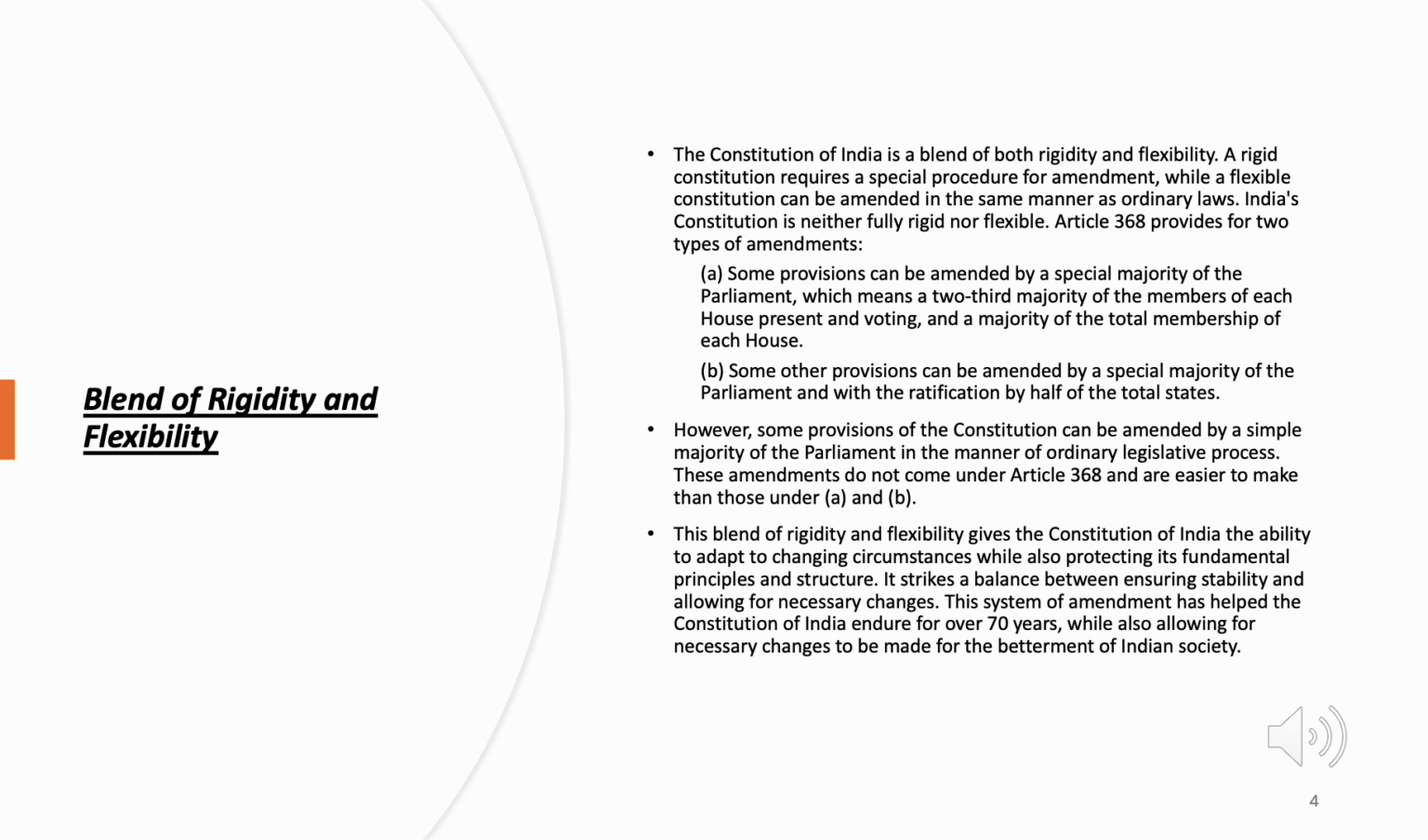Article 368 provides for two types of amendments. A. Some provisions can be amended by a special majority of the Parliament, which means a two-thirds majority of the members of each house present and voting, and a majority of the total membership of each house. B. Some other provisions can be amended by a special majority of the Parliament and with the ratification by half of the total states.